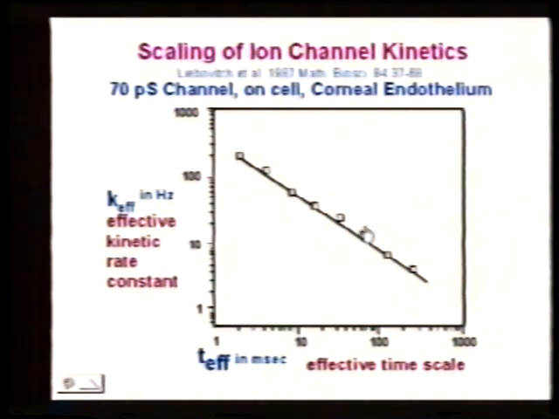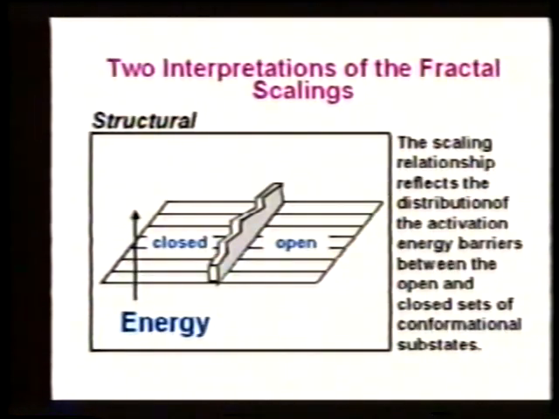And the question is, so we see this, so what? What does this tell us about what's going on inside the ion channel? We've been able to interpret those scalings in terms of the physical structure or the motions inside the ion channel. We've been able to show, as is true for other proteins, that if there's a large number of similar closed states that are not identical to each other, and a large number of similar but not identical open states, separated by energy barriers, this sort of structure would produce that fractal scaling.